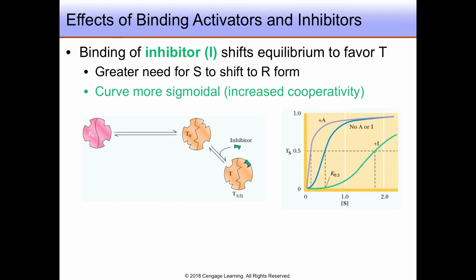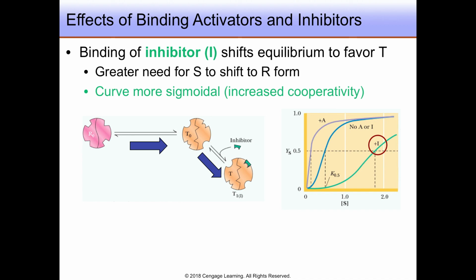Inhibitors bind to the T form and thereby shift the equilibrium to favor formation of the T shape. This means that a greater concentration of substrate is needed to shift the equilibrium in the opposite direction to favor the R form. Notice that the green curve in the graph below becomes more sigmoidal and shifts to a higher K_1/2 value in the presence of the inhibitor.